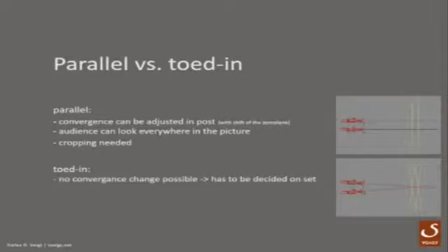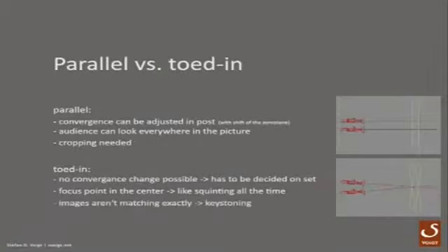Without modifications in post, you also have a convergence point only in the center, because your cameras are twisted toward this point. It's like squinting all the time, and your audience will only have a good stereo impression when looking to that specific point. This is also because the images aren't matching exactly. You've got keystoning and depth plane curvature. Let me show you what this is.